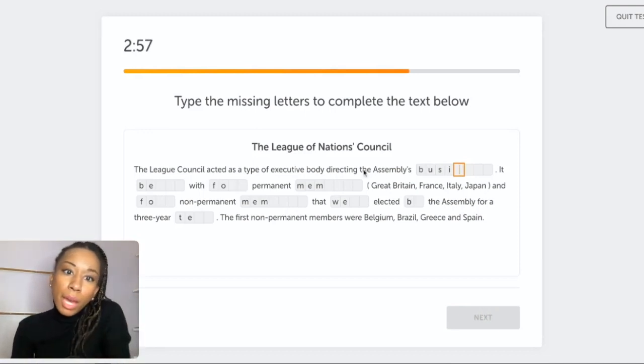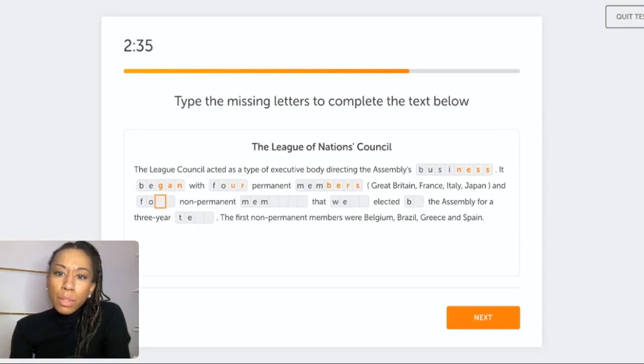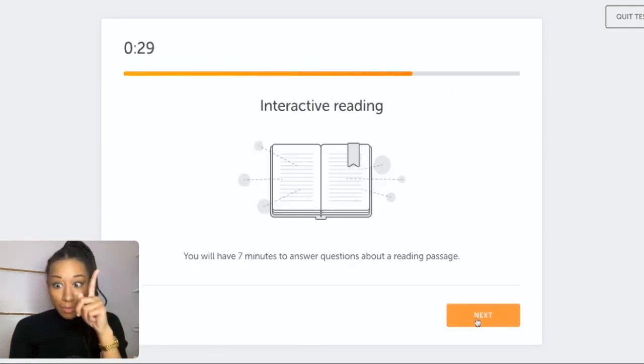Missing. The league council acted as a type of executive body directing the assembly's business. It something with something permanent members. Began. It began with four permanent members. This is like a crossword puzzle, and four permanent non-members that were elected by the assembly for a 3-year term. Got to do a lot of reading.